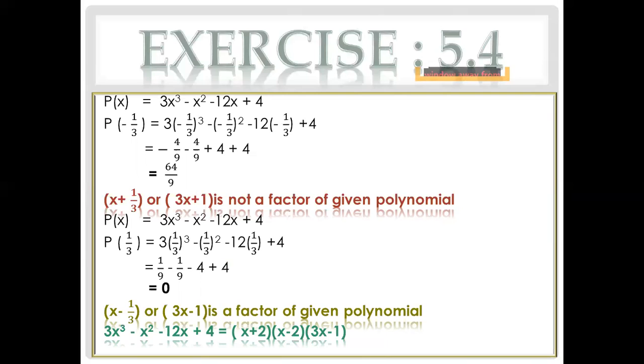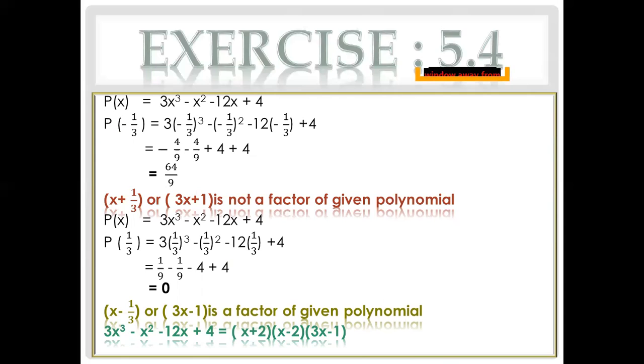With the same factor, we change the sign and check whether it satisfies the polynomial or not. We replace x with plus 1 by 3 and the remainder is 0. So x minus 1 by 3, or 3x minus 1, is a factor of the given polynomial. You can write either x minus 1 by 3 or 3x minus 1, but it is good if you write 3x minus 1. We got three factors, x plus 2, x minus 2 and 3x minus 1. Now there is no need to put in any other number to check.